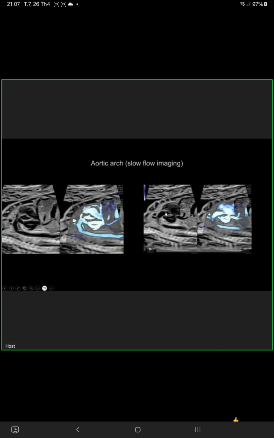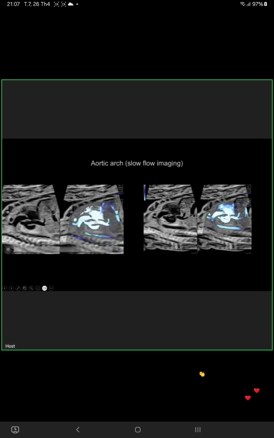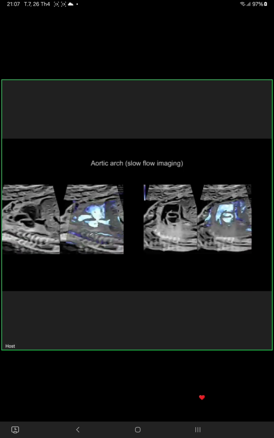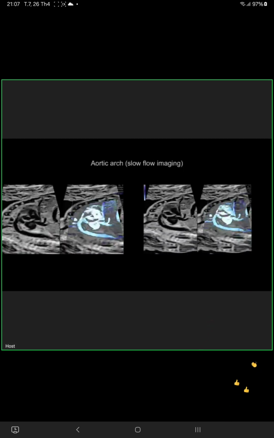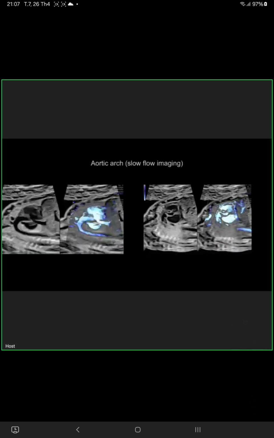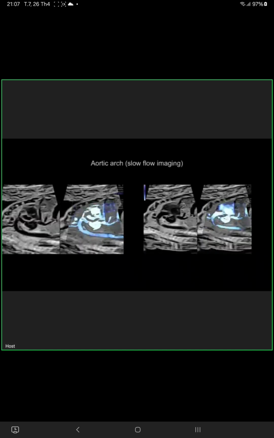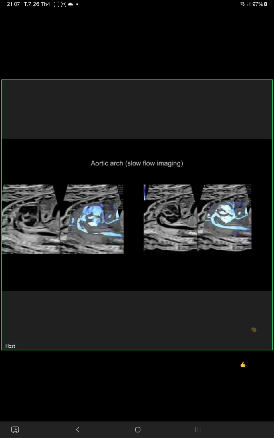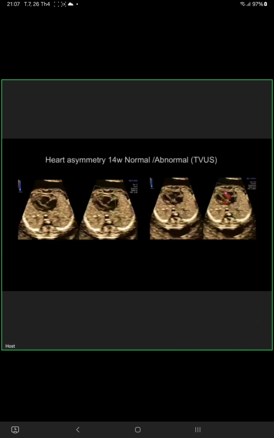For examination of the aortic arch, I prefer slow flow imaging. It's very informative. We can see 2 arches, aortic arch and ductal arch, from early steps of the pregnancy, from 13 weeks. It's a good choice for examination of the arch. And now I will talk about the asymmetry.